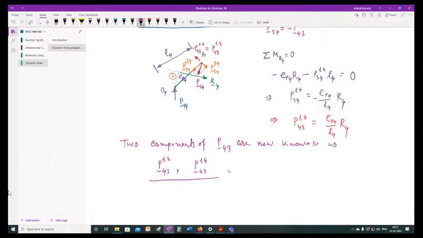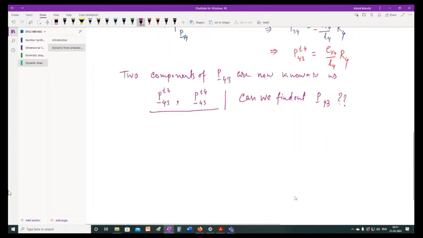The question here is, can we find out P43 from these two components? That is the question we will now solve. Suppose, at this point we have some additional discussion. Suppose there is a force.